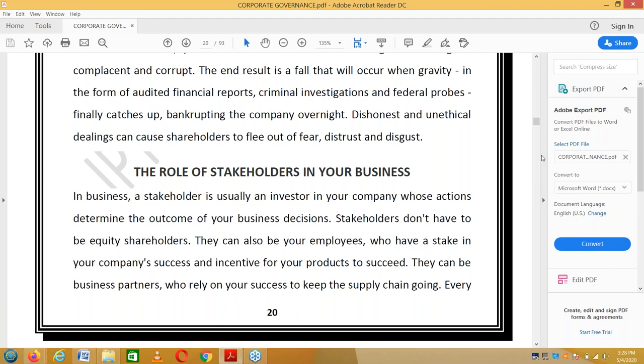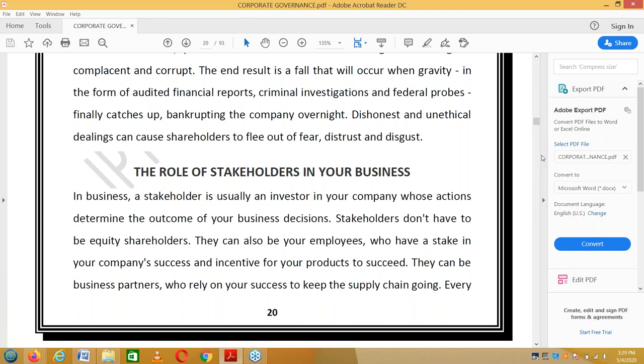Today, we'll be looking at the role of stakeholders in our business. Who is a stakeholder? A stakeholder is usually an investor, someone that invests in your company, and his actions determine the outcome of your system. It determines the outcome of your business. A stakeholder doesn't have to be an equity shareholder. There's a difference between a stakeholder and a shareholder. I explained that in our last class.